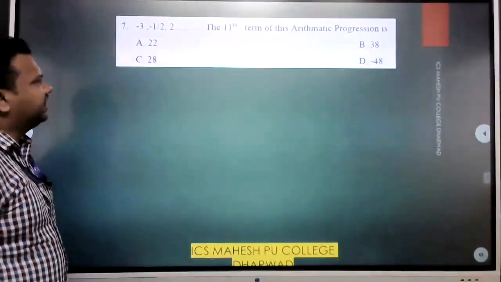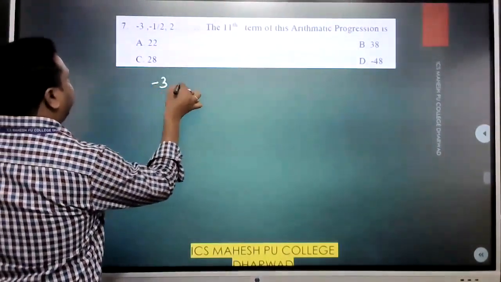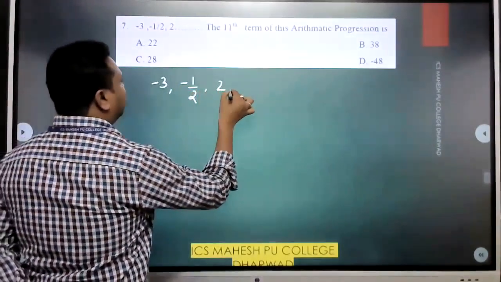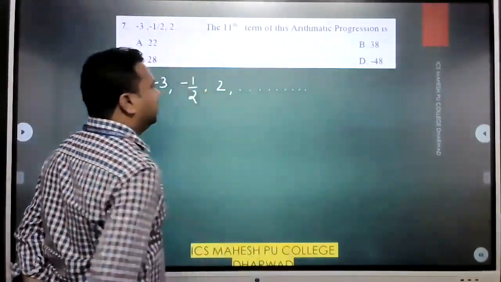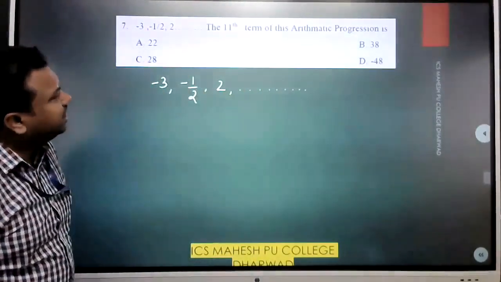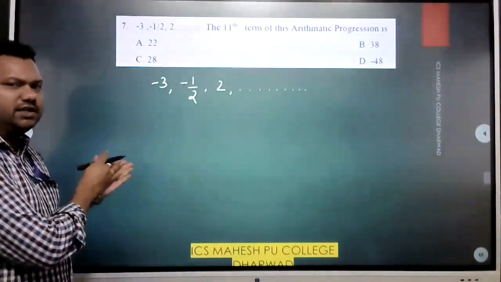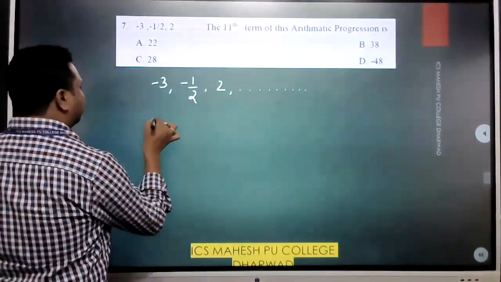Next. He has given a progression here. Let me write it down: -3, -1 by 2, 2 and so on. The question is to find the 11th term of this arithmetic progression. He has already given that the progression is an arithmetic progression. Hence, it is not difficult to understand.